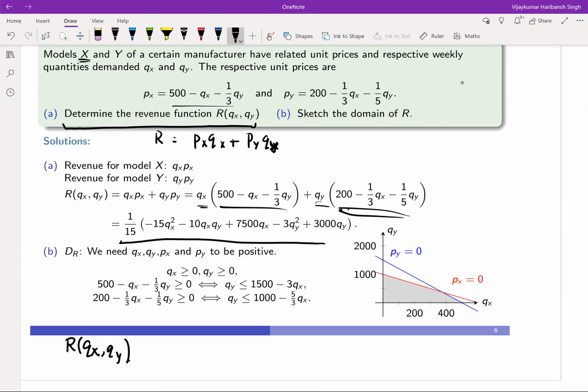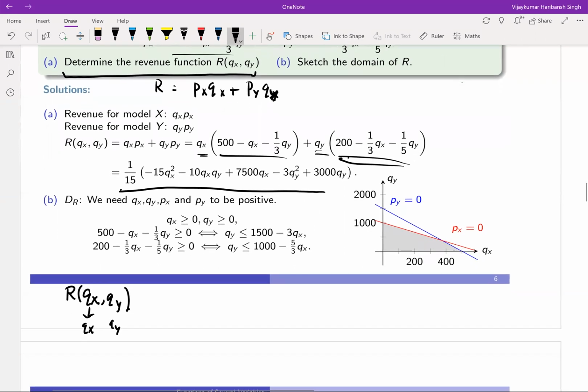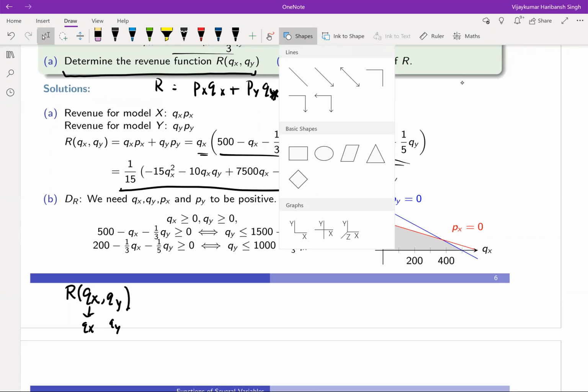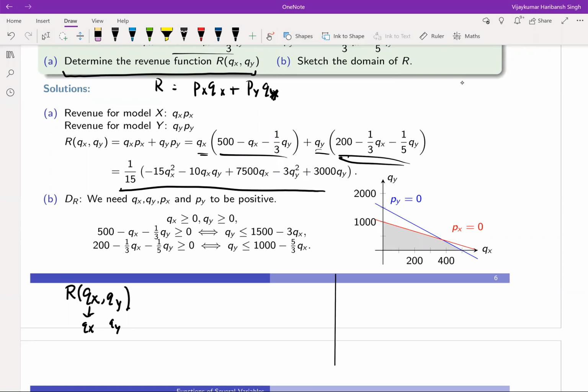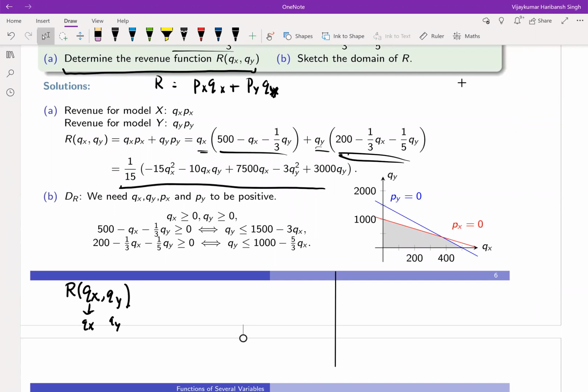Domain lies in the XY plane, or in this case, it will be the QX, QY plane, right? So let's draw that QX, QY plane. So this is going to be the QX axis, then the QY axis. Note that this is not the graph of the function. We are just drawing the domain. So now what are the restrictions we have?